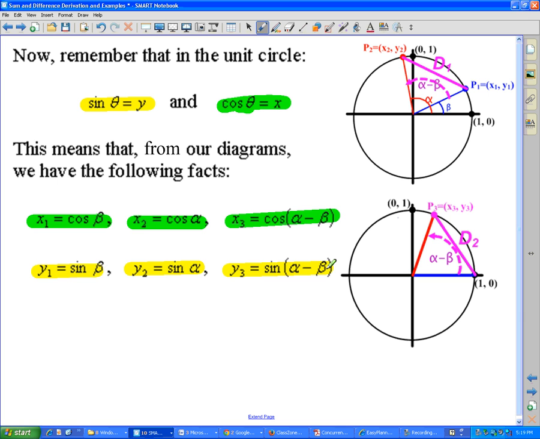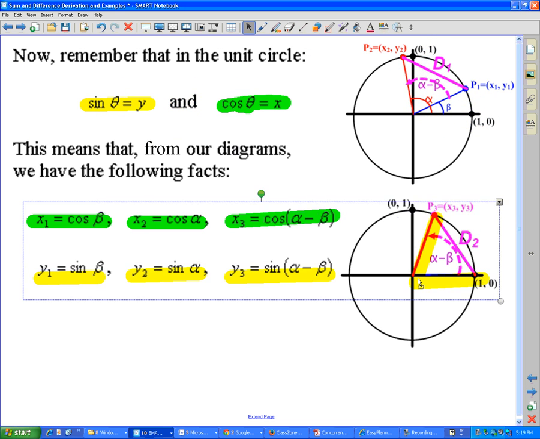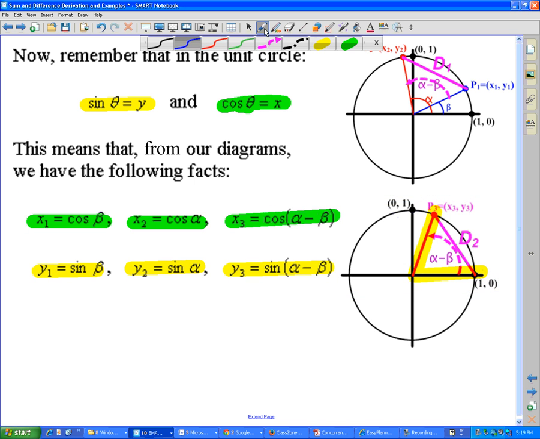X1, Y1, the point P1, was based on beta, so we use that rotation of beta. X2, Y2 was based on alpha, and X3, Y3 was based on both. Remember, that was when we shifted it back to the origin here, and so our rotation was actually alpha minus beta, which, just to bring you back to the beginning, is the same rotation right there. Okay.